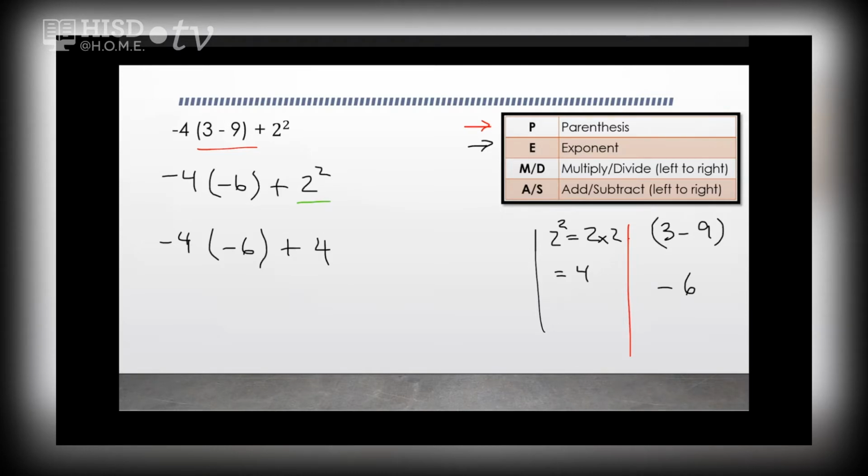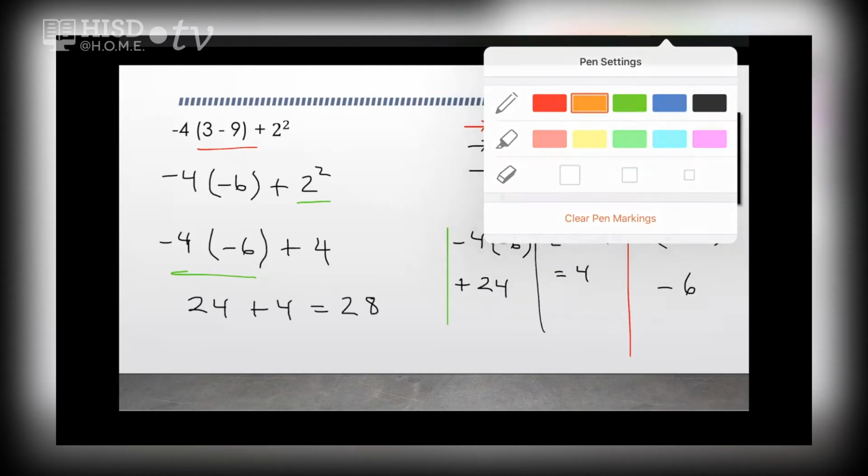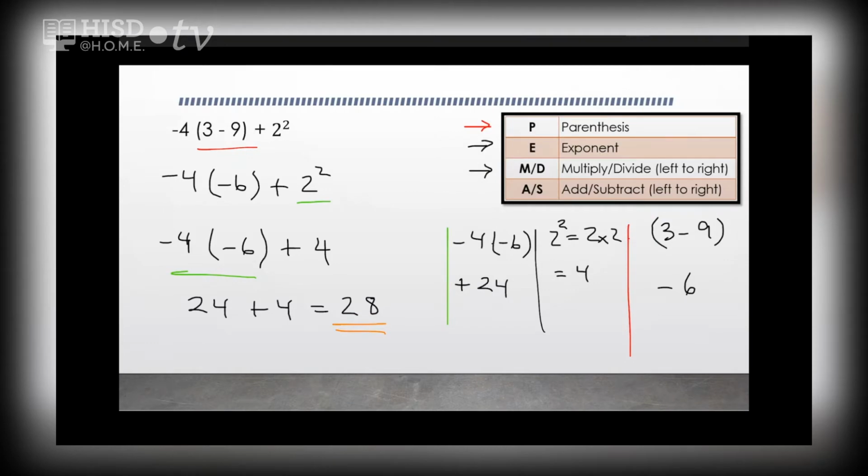Okay, so now that I did that, the next one will be the multiplication. And we know that the multiplication is happening right here. And I'm going to multiply negative 4 times negative 6. So remember that 4 times 6 is 24, and since we are multiplying negative numbers, this is going to become positive. So now I'm going to substitute. This is going to be 24 positive plus 4, and that will be equal to 28. And now guys, this is going to be the answer.